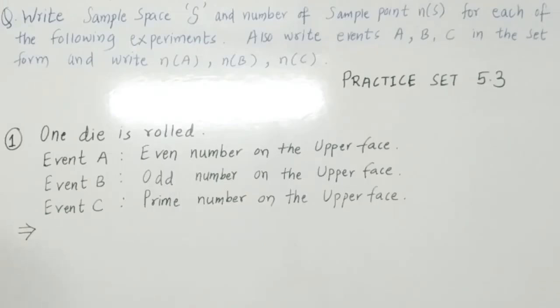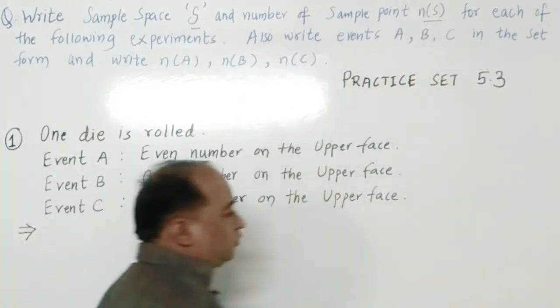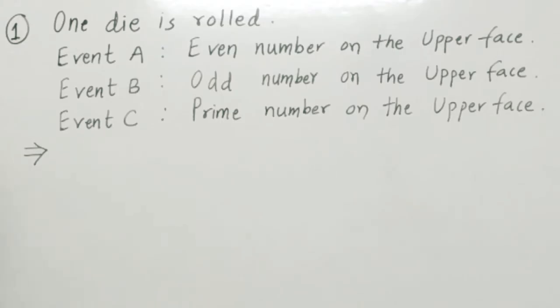Practice set 5.3. Write the sample space S and number of sample points n(S) for each of the following experiments. Also write events A, B, C in the set form and write n(A), n(B) and n(C), that is, number of elements in A, B and C. First example.